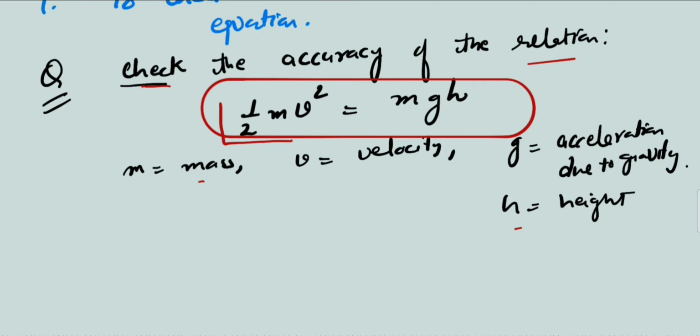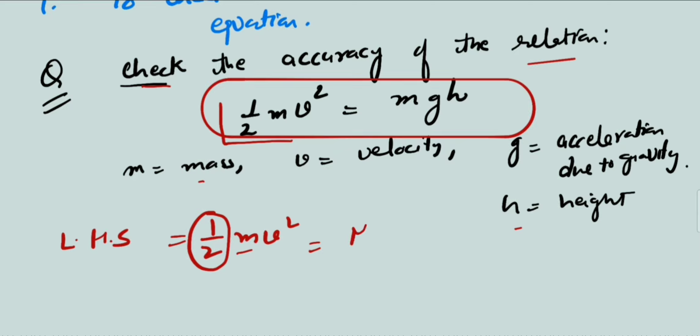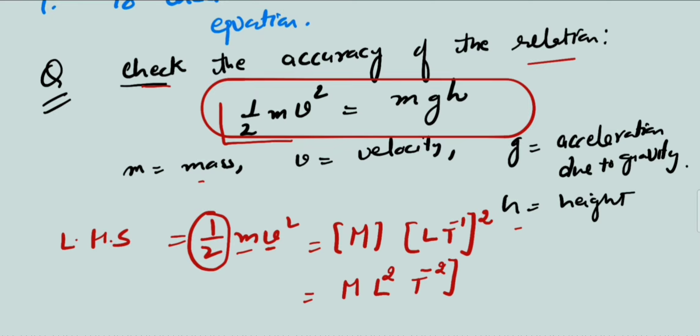First we will write the dimensional formula for the left hand side, which is half mv square. We know half is a dimensionless constant, the dimensional formula for m is M, and the dimensional formula for velocity is LT to the power minus 1, whole raised to power 2. Combining these, we get M L raised to power 2 T raised to power minus 2. This is the dimensional formula for the left hand side. Let me mark this as equation 1.